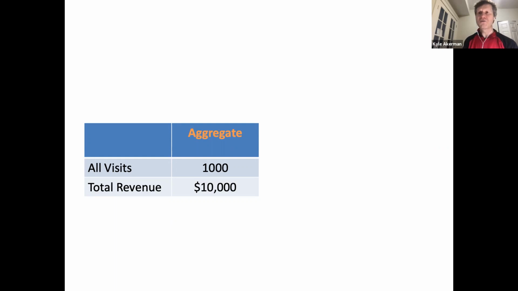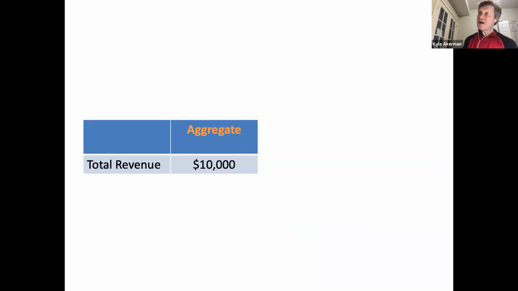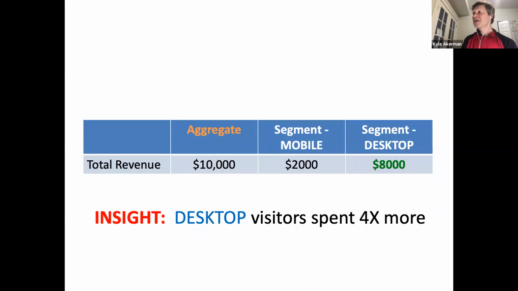Now, let's say I wanted to know how the mobile visitors did versus the desktop visitors. So if we look at just the visits part, maybe in this example, I find that 3 times as many of my visitors came on a mobile device. Okay, that's good to know. Then maybe I should focus on the mobile experience. If we look at the revenue part, I want to break that down by segment, desktop or mobile. And in this case, I see that my desktop visitors were actually the ones spending money. They spent 4 times as much.